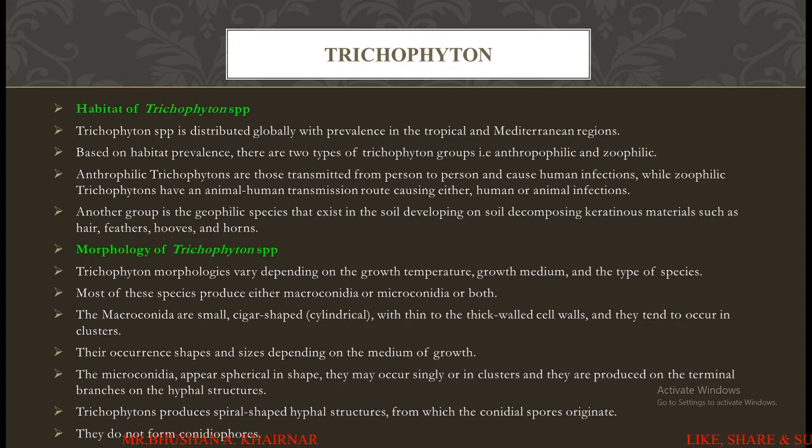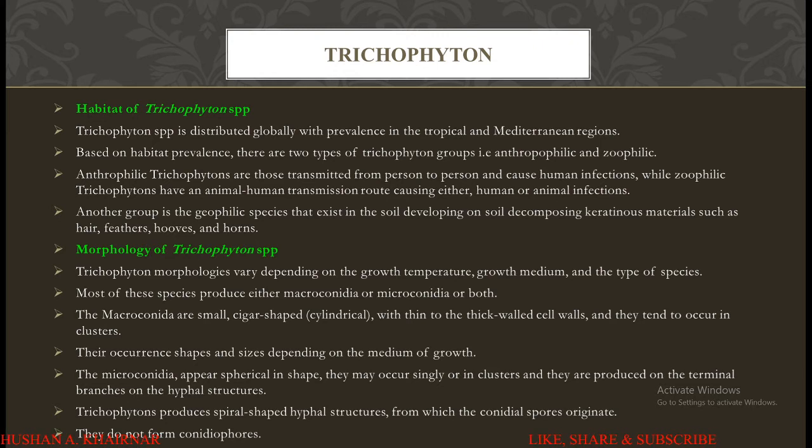The macroconidia are small cigar-shaped structures, cylindrical structures, with a thin to thick cell wall, and they tend to occur in clusters. Their occurrence, shape, and size depend on the medium of growth. The shape of the spores basically depends on the growth medium, which type of growth medium you supply to the microorganism.